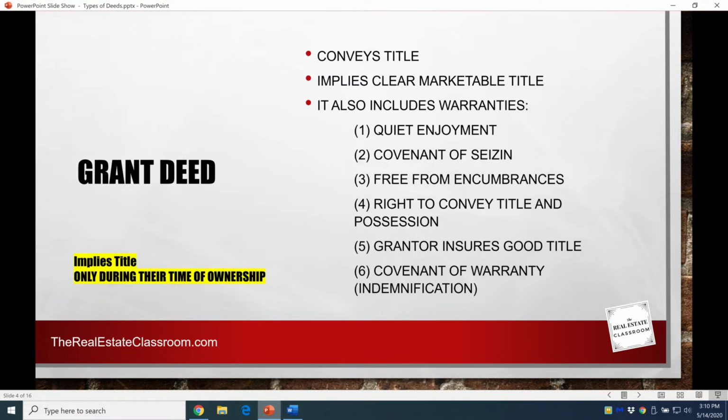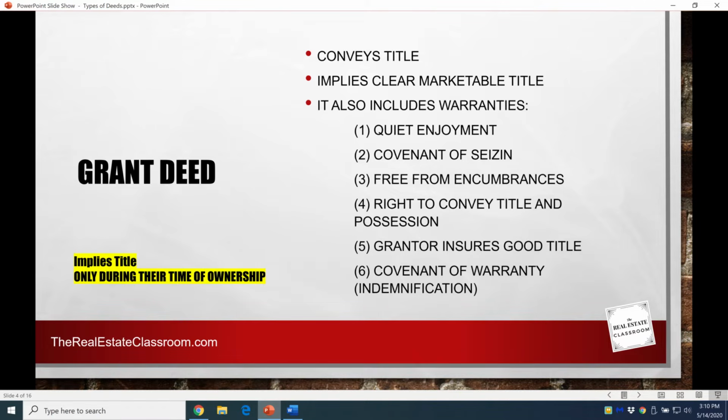The next deed is the grant deed. Now, the grant deed looks a lot like the warranty deed. The difference is the grantor is not guaranteeing title, they're implying. It's basically an opinion. They're saying, listen, I will give you all of these things because I am implying that I have all these things to give you. I'm only giving you the implication of good title during my time of ownership. But the one thing that it does lack is the guarantee.